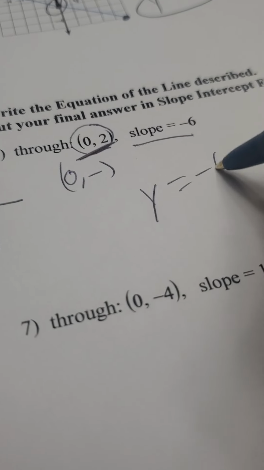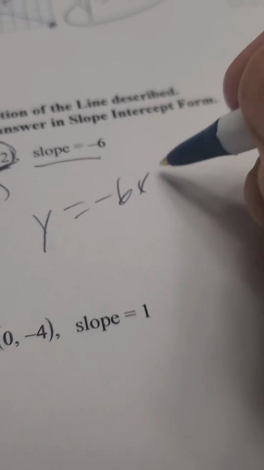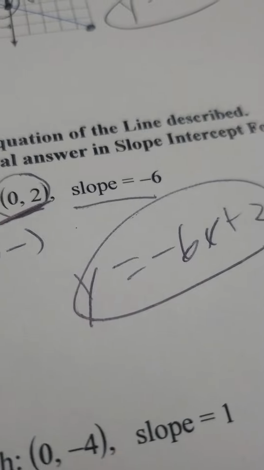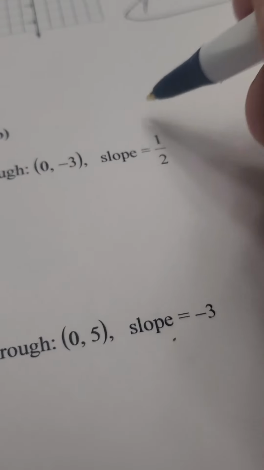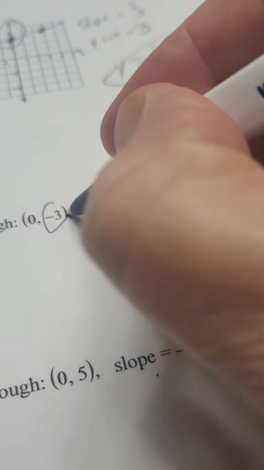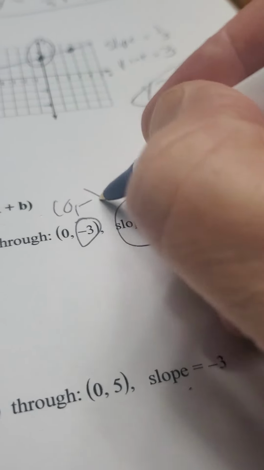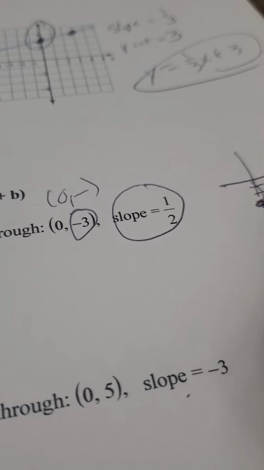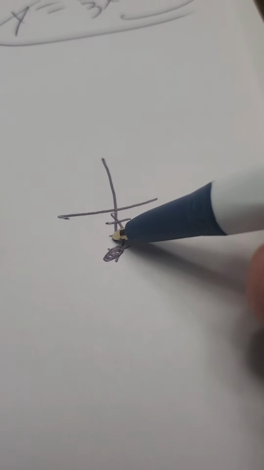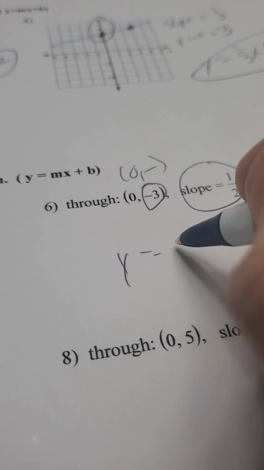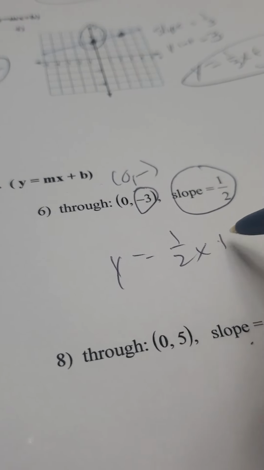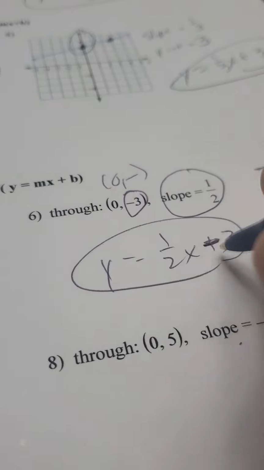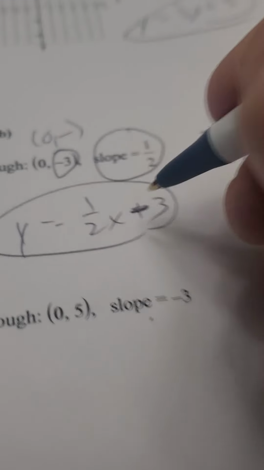Therefore, -6 is the slope, +2 is the y-intercept. Slope, y-intercept. That's only when it's 0 something though. If I graph this, 0, -3 would be on the y-axis at -3, making the answer 1/2 x minus 3. Y equals 1/2 x minus 3.